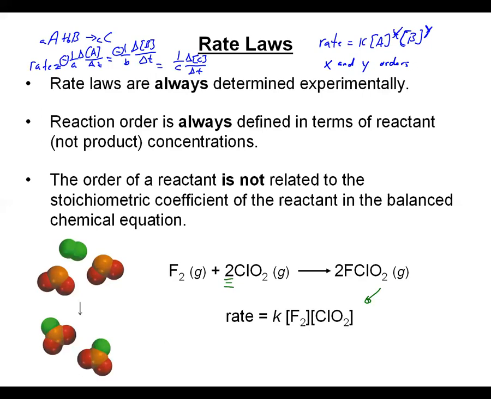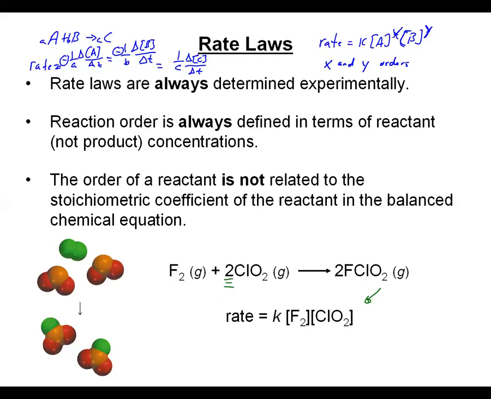Now, x and y are not the coefficients that you find in the balanced equation. They do come from being found experimentally, and that usually means that we will end up with essentially a table in these types of problems. That table will contain several pieces of information. It will usually contain the concentrations of your reactants, and then sometimes what is referred to as the initial rate for each of the experiments that are done.